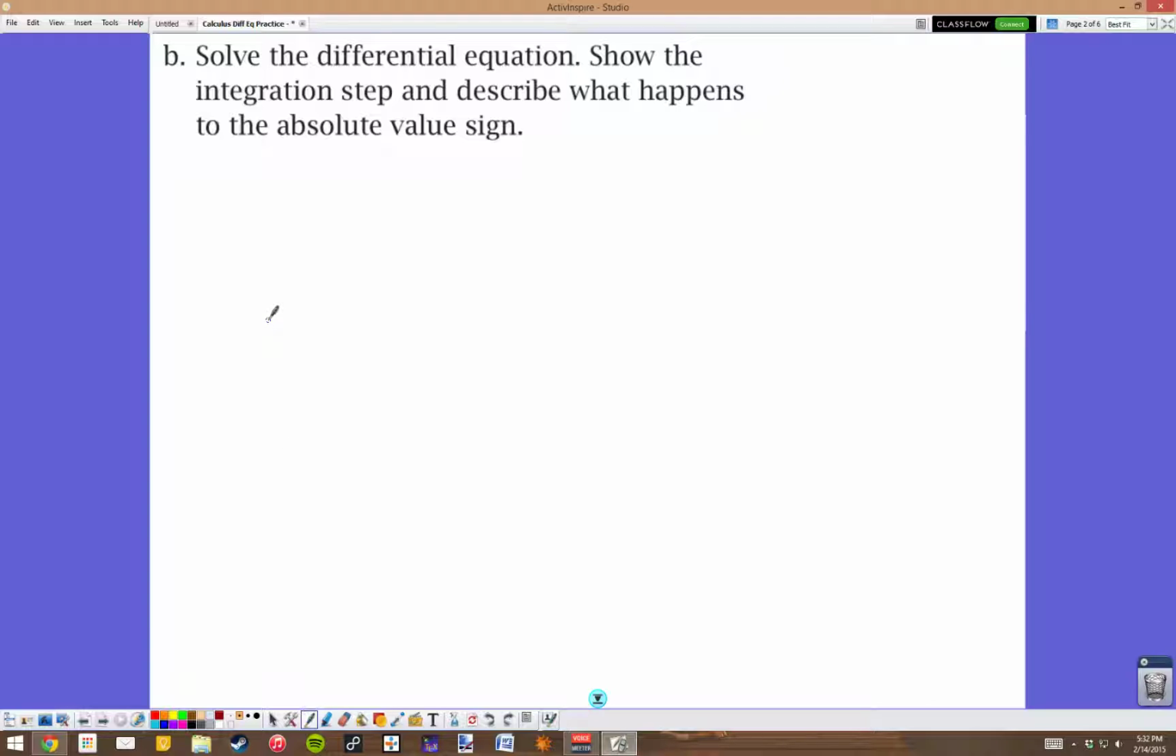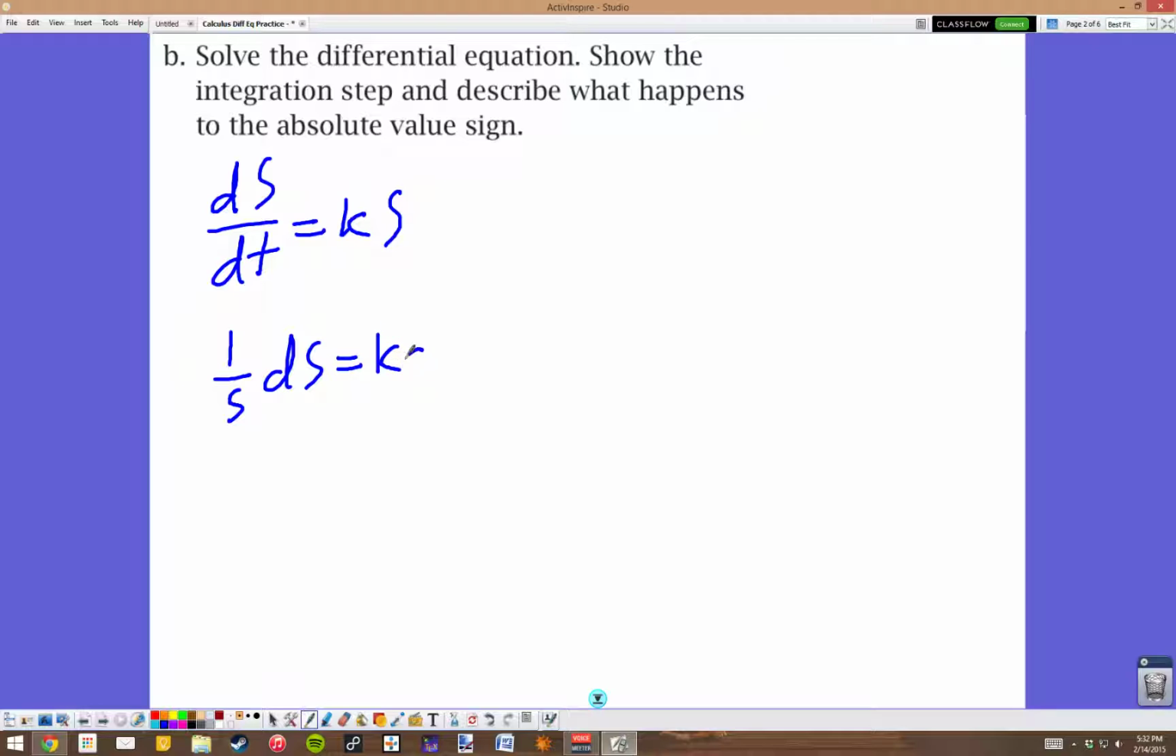Part B asks us to solve that differential equation. So we're going to do that here. ds dt equals ks. So our trick is we're always going to separate variables. So I'm going to divide the s over. We'll have 1 over s ds is equal to, and I'm multiplying the dt over, so we'll have k dt.